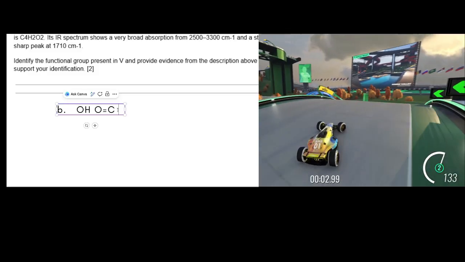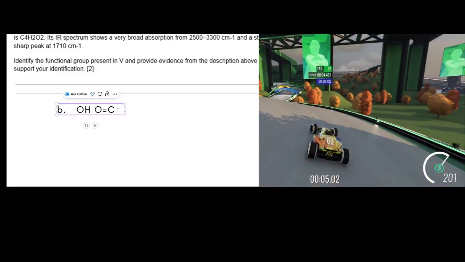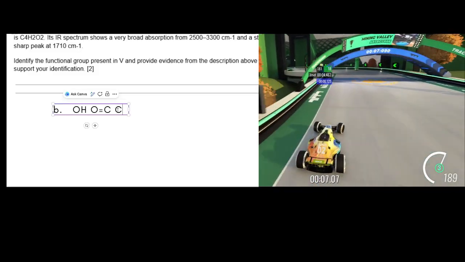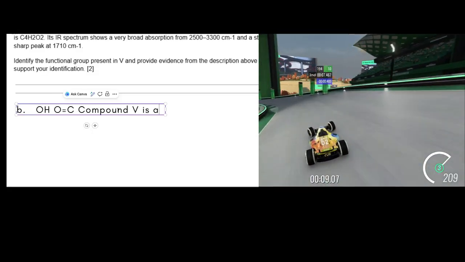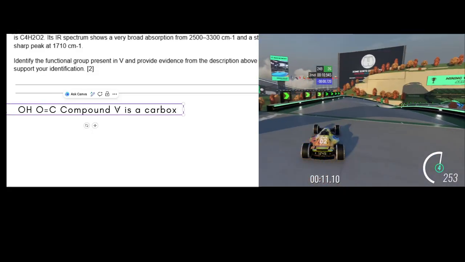So we have our work here. We know that it's these two, so we're going to say that compound B is a carboxylic acid.